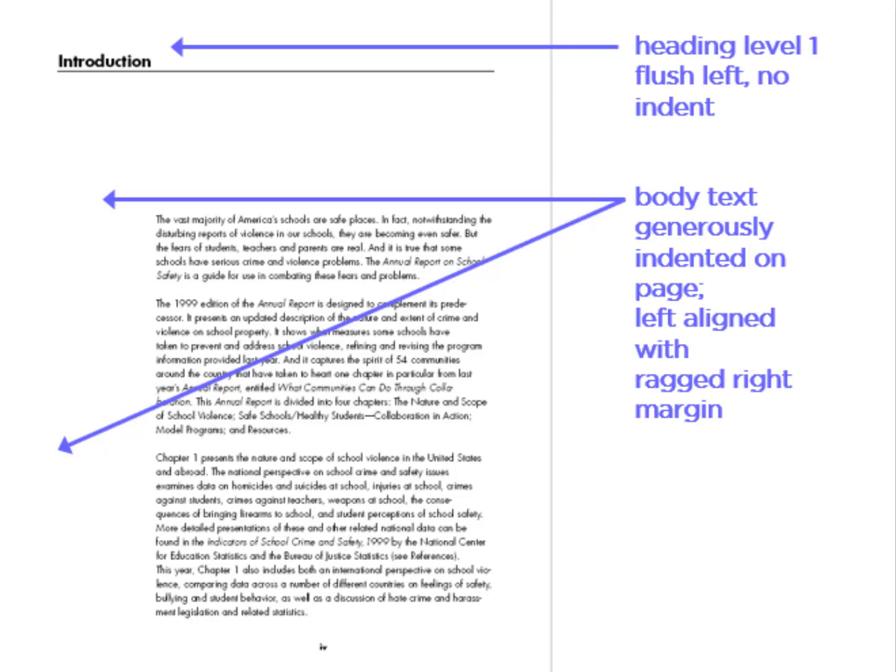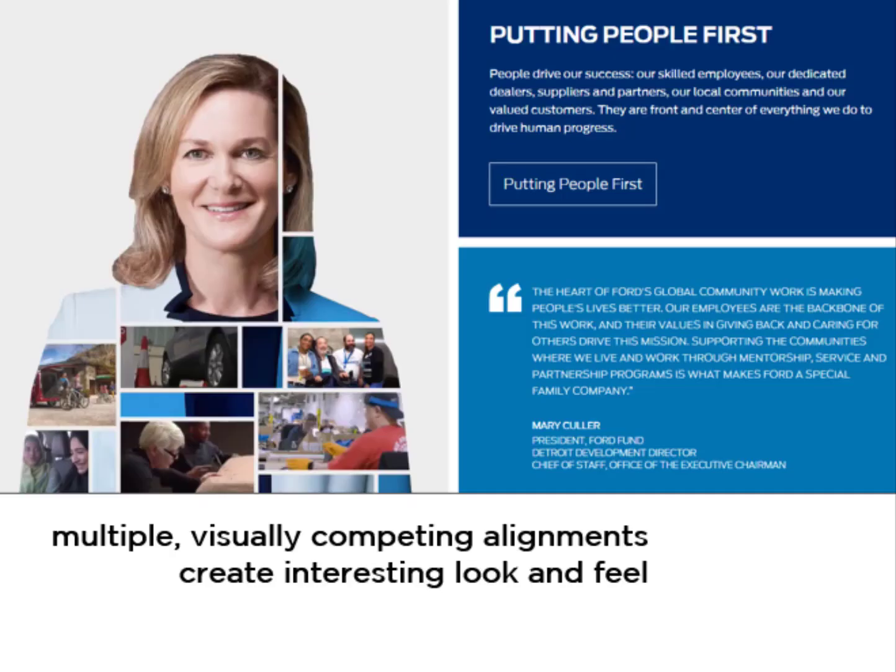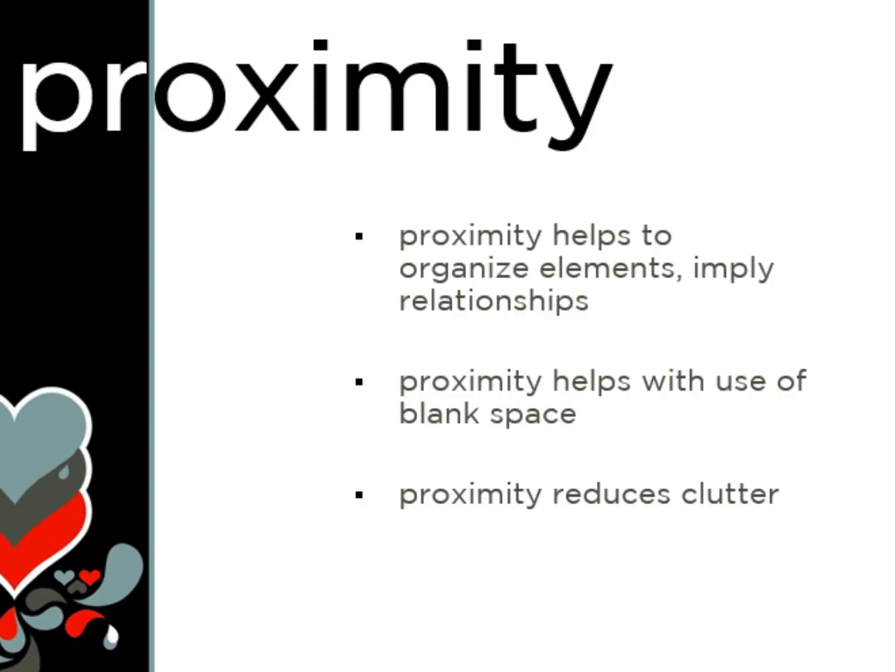On this page, the heading level 1 is aligned flush left, and the body text is generously indented. The text is left aligned with a ragged right margin. And in this example, the multiple and different alignments of the images within the figure of the woman create an interesting look and feel. P is our last letter, and P is for proximity.